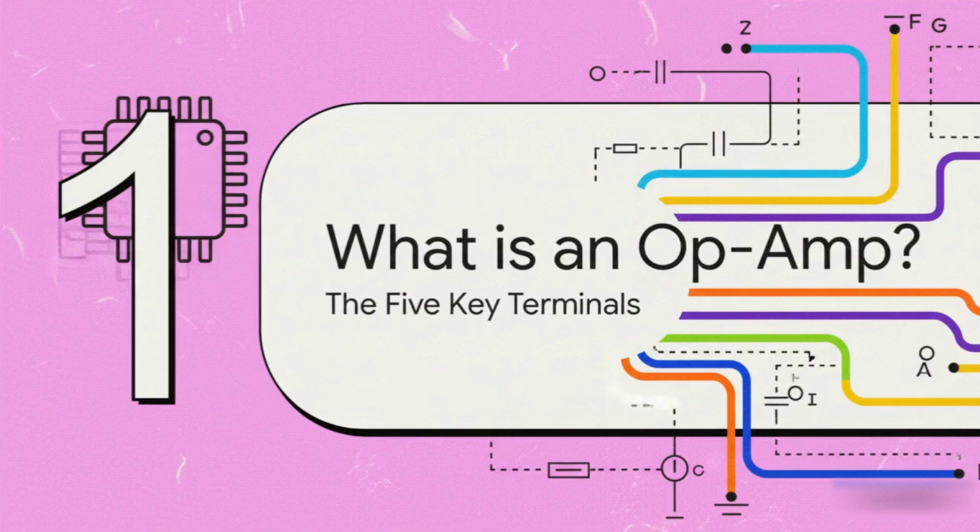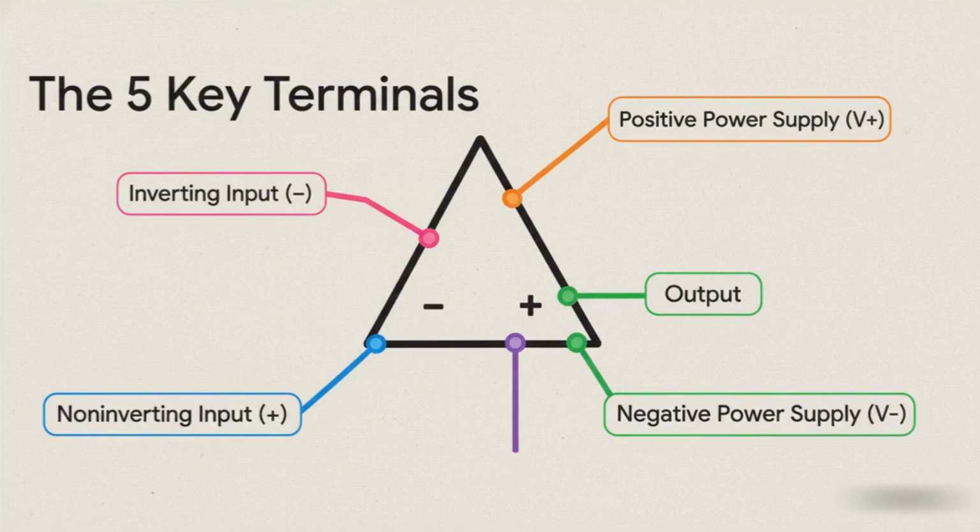Okay, so to really get what an op-amp does, we first need to understand its connections. It's got 5 key terminals that basically define its entire operation. So here they are, the big 5. You've got 2 inputs, the inverting input, that's the one with a minus sign, and the non-inverting input with a plus sign. Then, of course, there's a single output. And finally, it needs juice to work, right? So it gets that from the positive and negative power supply terminals. And believe it or not, these 5 little connections are all we need to build some absolutely incredible circuits.